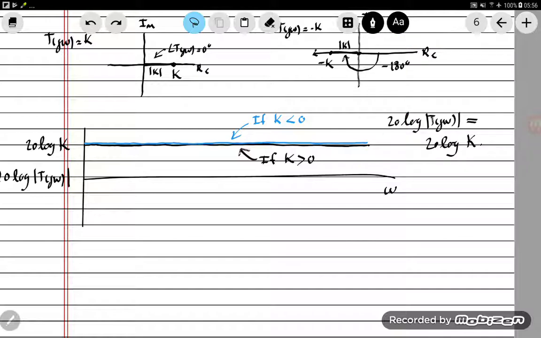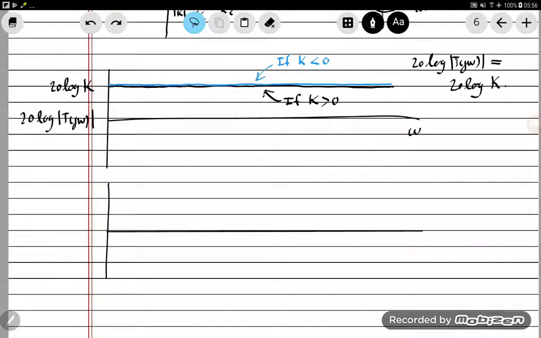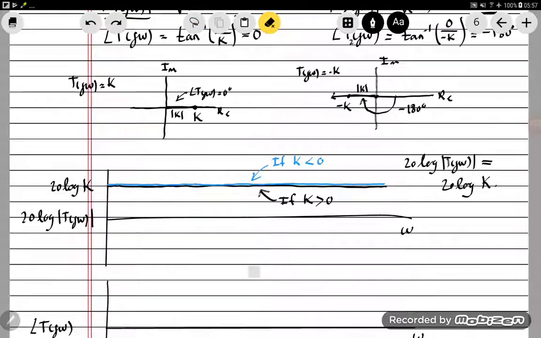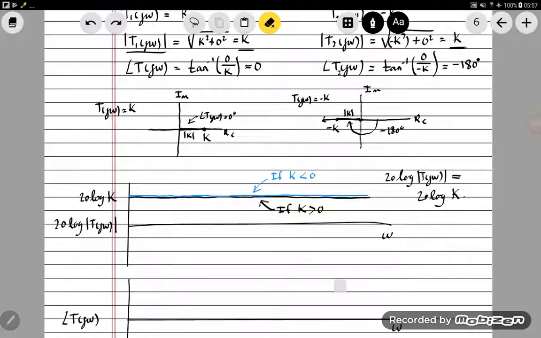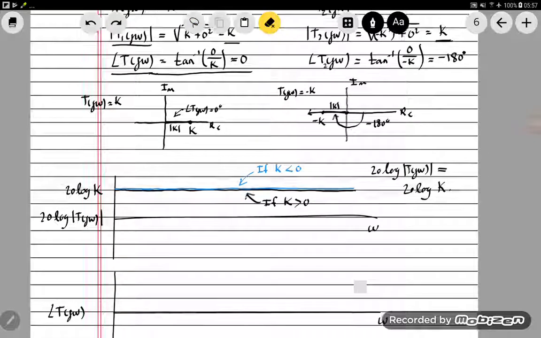If you draw the phase plot, the phase axis is usually plotted in degrees, and it's a linear scale. This is again omega. If we look at when our transfer function is a positive K, we see that the angle is just 0 degrees.